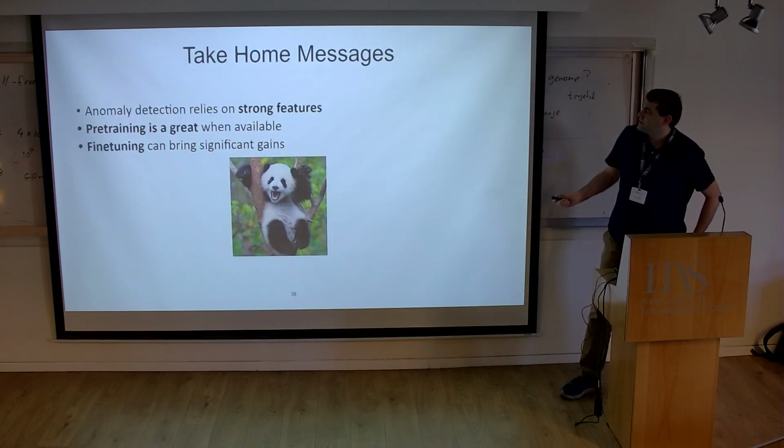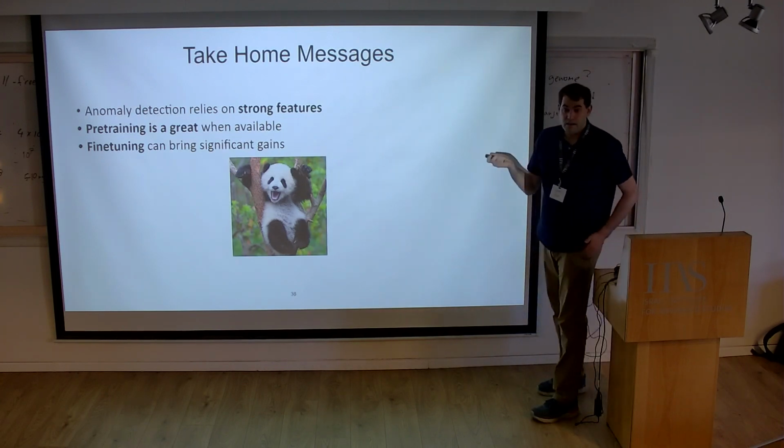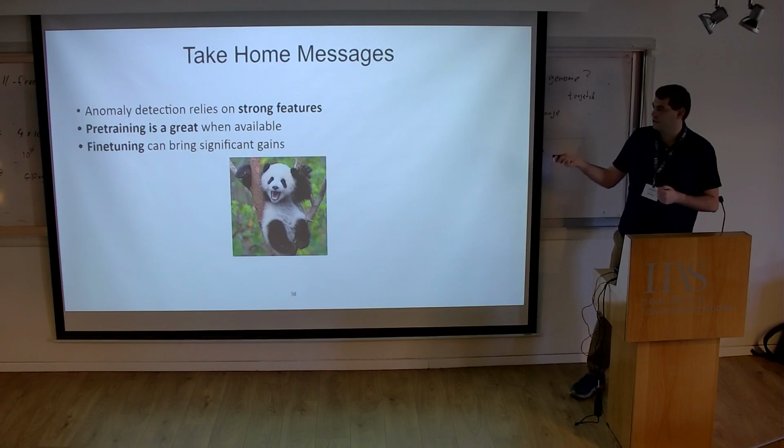Okay, so the main message is that anomaly detection relies on strong features. Pre-training is great when it is available, and fine-tuning can bring significant gains. In fine-tuning here we'll use the linear whitening, but there are also more sophisticated methods you might want to try out.